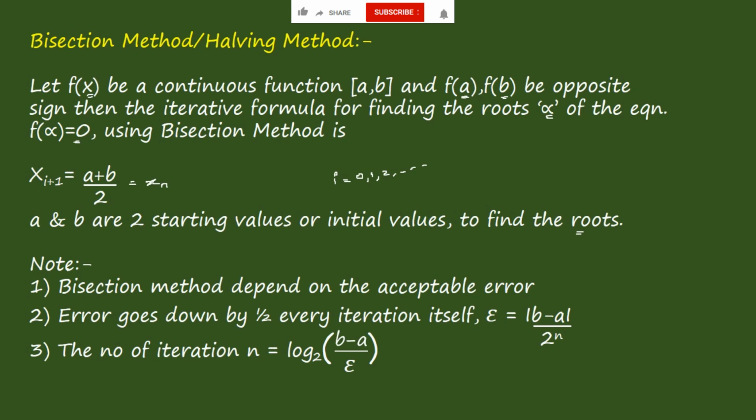The basic note you have to remember is that the bisection method depends on acceptable errors. The error goes by 1 by 2 for every interval. Error is given as mod of b minus a by 2 power n, where n is the number of iterations. Then the number of iterations n is equal to log base 2 of b minus a by e, where e is the acceptable error. This is the basic note you have to remember for the bisection method.